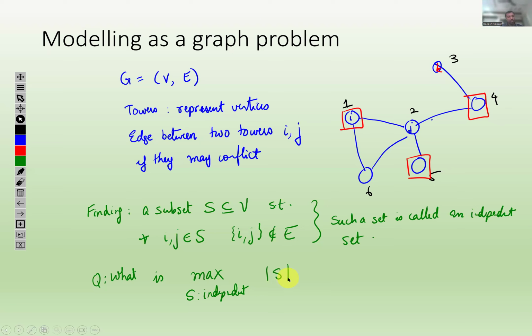So this is the quantity that we're interested in. You can see that this naturally models as a graph problem, which is called an independent set. The word independent, if you have not heard it before, is because there are no conflicts between any pair of them.